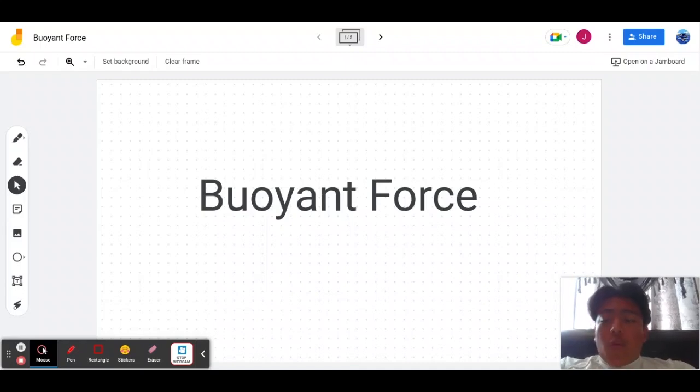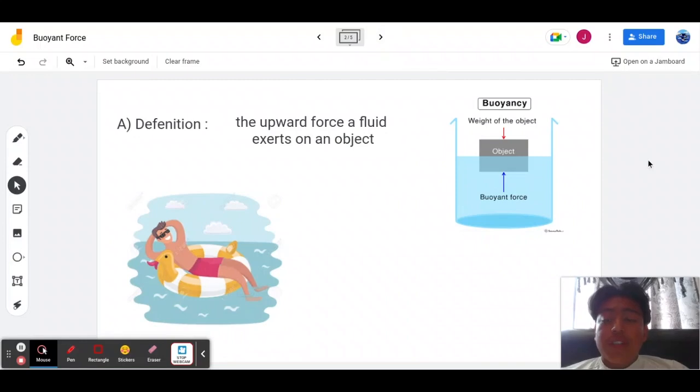Have you ever wondered why you don't sink when you're on a floaty, or why a cruise ship never sinks? Well, thankfully, thanks to buoyant force, we are able to stay afloat. What is buoyant force exactly? Buoyant force is defined as the upward force a fluid exerts on an object. It is basically Earth's gravity versus the buoyant force.